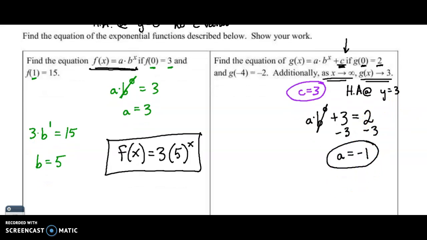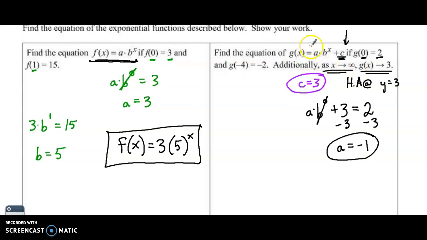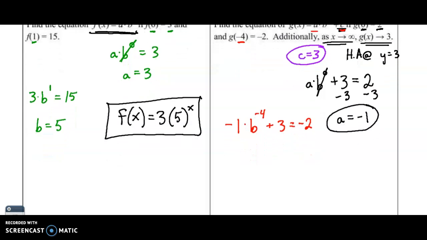And now I can plug that into that equation. I'll just do this right here, negative 1. I don't know what b is, but now I'm going to use this clue. b to the negative 4th power, don't forget about your c value, plus 3 must equal negative 2. So I can subtract 3 over, and I'm talking about negative 5 then.